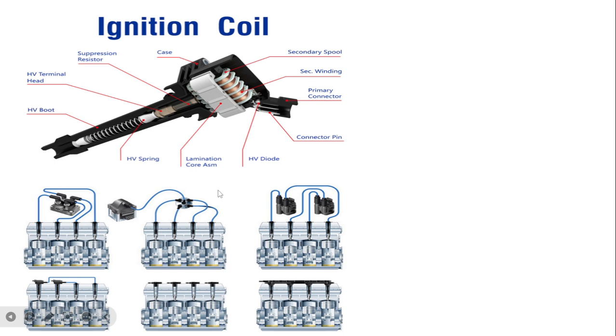Now this is just the cut section of the ignition coil. You can see this is the casing, and the coils are used, or one type of transformer is used over there, and the magnetic flux concept is used there, and the capacitor also plays one main role in the ignition coil.